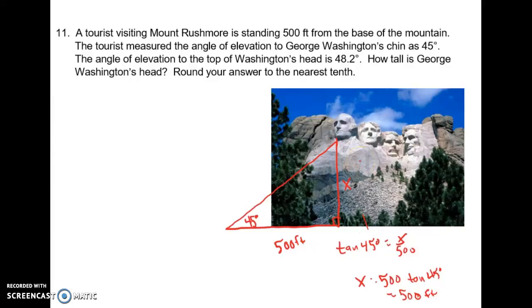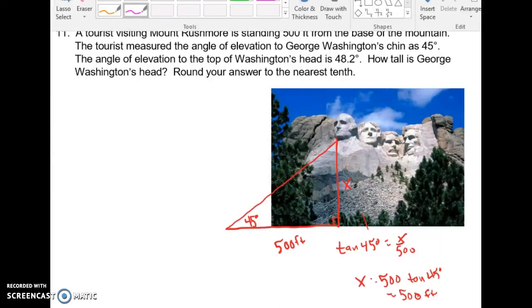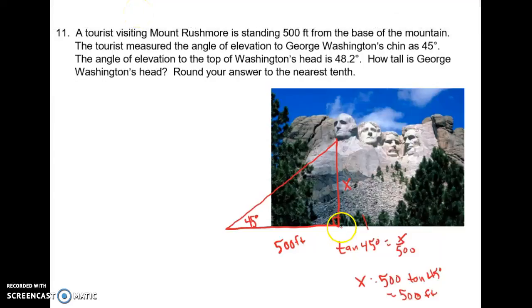But I then want to figure out what's the height all the way to the top of the head. To do that, we're going to draw a second triangle. Our base is still going to be 500, so that's not going to change. I'm just going to color right over it. Except now we're not going to go to the chin, we're going to go to the top of the head. And then we're going to draw in our missing part there. This angle is 48.2 degrees. A lot of the same things are going to be exactly the same. Instead of x, I'm going to call this y.